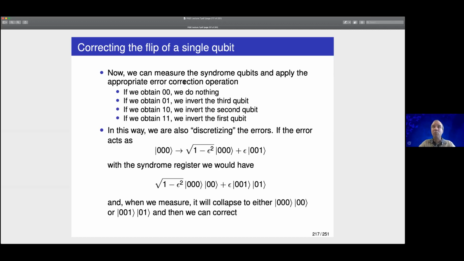So this is exactly what we need to do. If we obtain 0, 0, we do not change the state. If we obtain 0, 1, we apply an X gate on the third qubit and so on, okay? So once that we measure this, we know how to correct the information back to the state that is consistent with the coding that we are using. In fact, this is doing even more, okay?